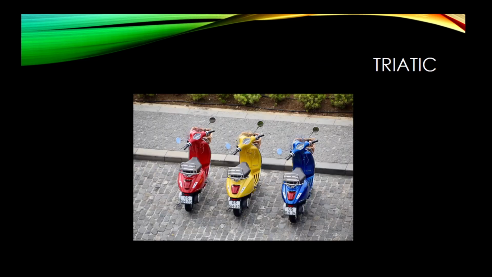Okay, our next one is triadic. What do you think this color scheme means? Yeah, it makes a triangle. That's the reason tri is in there. So red, yellow, blue, they make a triangle.